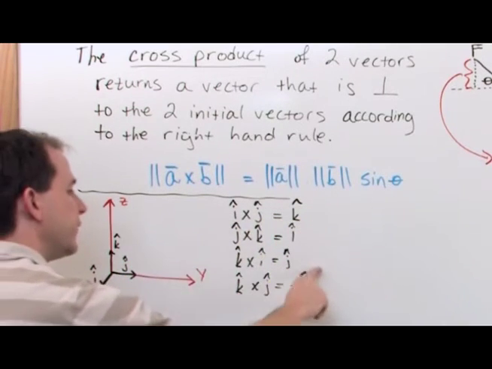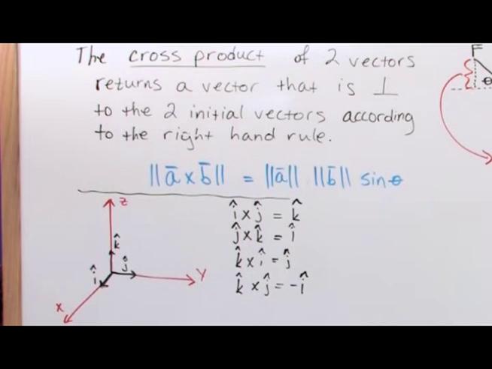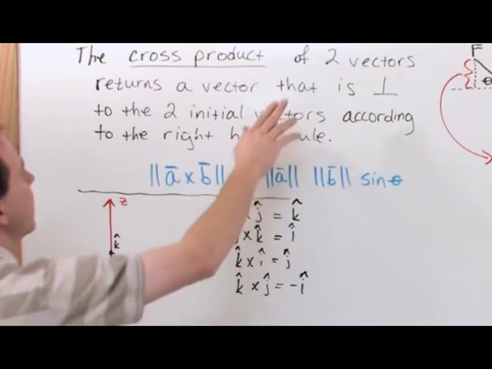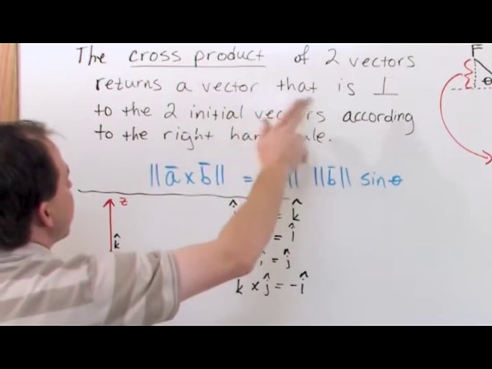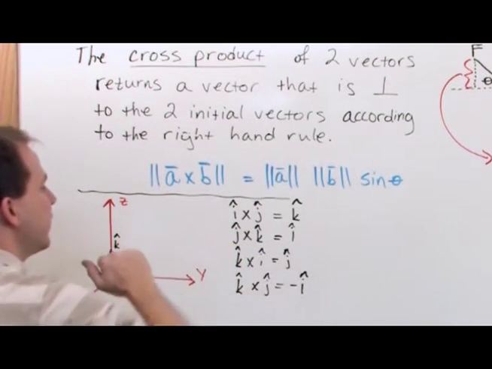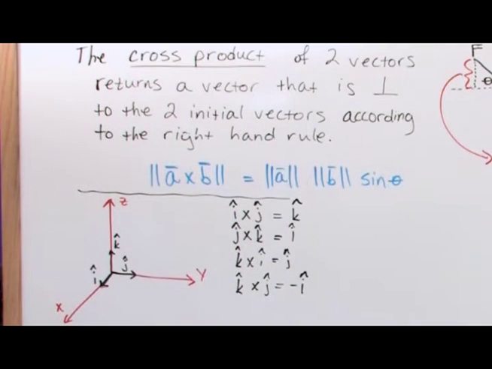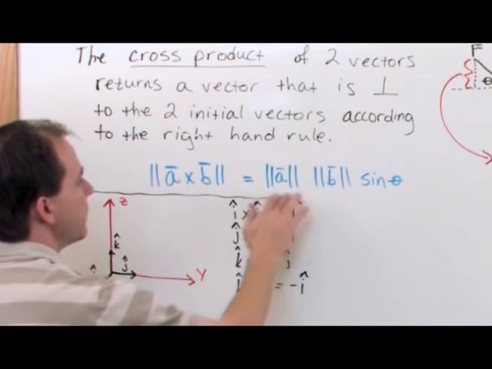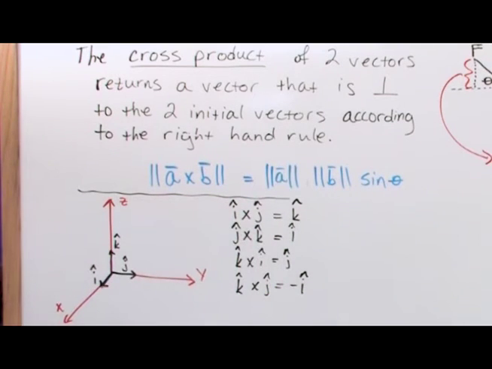The resulting vector you get is always perpendicular to the two you started with. That's what the definition says. The vector returns a vector that's perpendicular to the two initial vectors according to the right-hand rule. That's all we're saying here. And the magnitude of the resulting vector is given by this, and this follows that exactly. That's what we've done here.